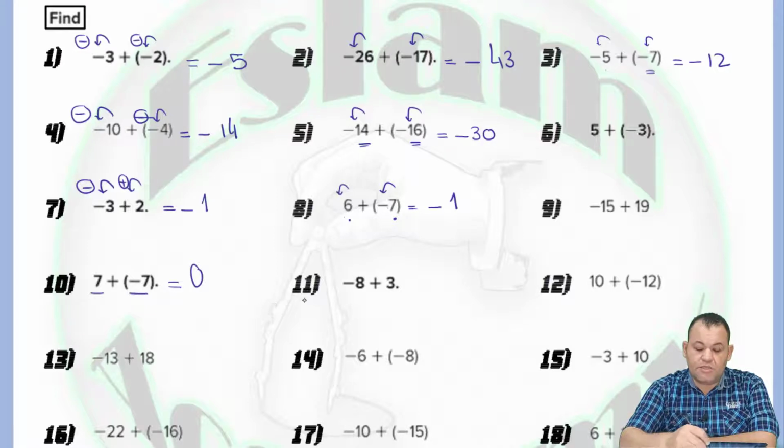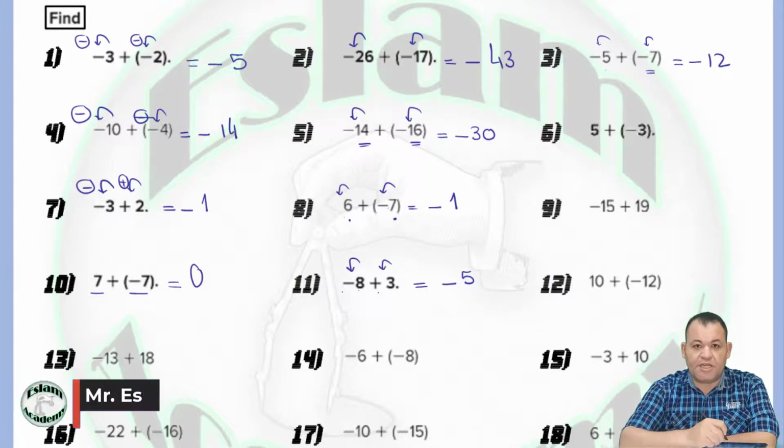Again for number 11. Negative 8 plus 3. Now we have 8 is greater than 3. The sign of 8 is negative, so just write negative. If you look at the two numbers, 8 is negative, 3 is positive, the two numbers have different signs, so we will subtract them. 8 minus 3 equals 5. So negative 8 plus 3 equals negative 5.